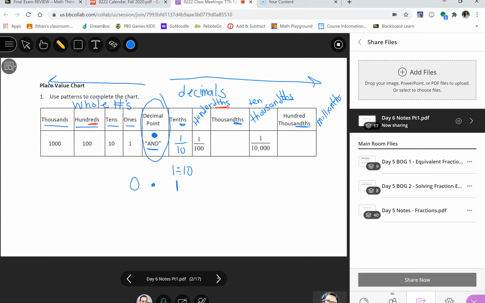0.1. 1 in the tenths place. If I did 1 divided by 100 in my calculator, I'd get the decimal number 0.01. There'd be a 1 in the hundredths place, and so on. So 1/1,000th, 1/10,000th, 1/100,000th, and so on. Okay, so I wanted to practice writing out some numbers here, and we were just going to practice reading them.